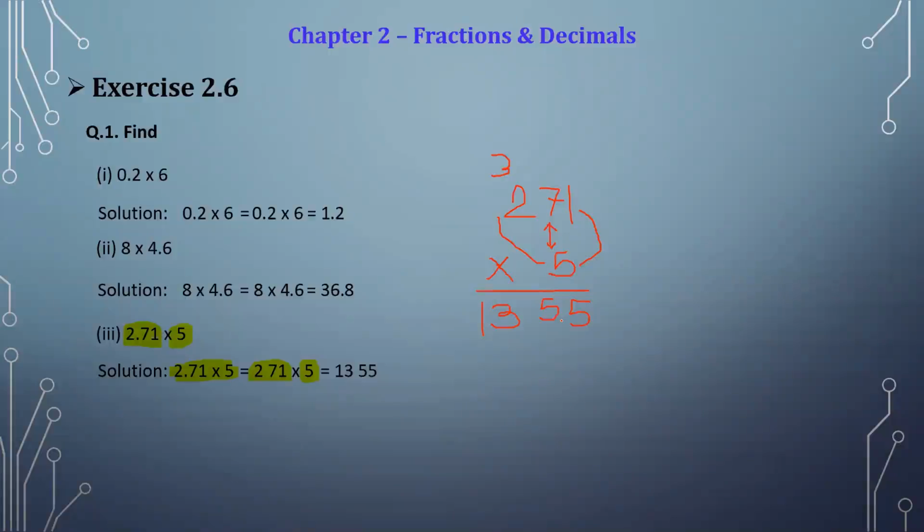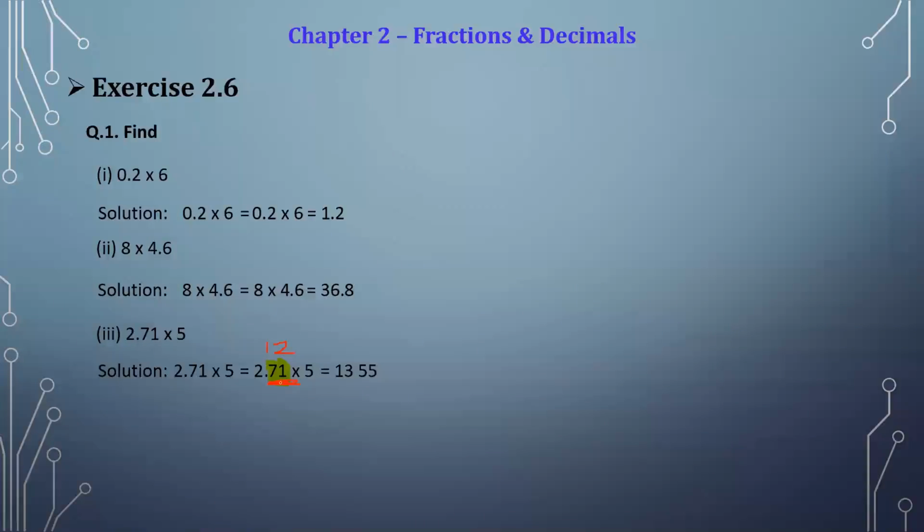That means we removed the decimal point for a temporary purpose, and after removing it we obtained the product of 271 into 5, which is 1355. Now the last step is to bring back the decimal point to where we removed it, between 2 and 71. Again we have to count how many digits are present after the decimal point. Here, in 71, 2 digits are there: 7 is the first digit and 1 is the second digit. So the total number of digits after the decimal point is 2.